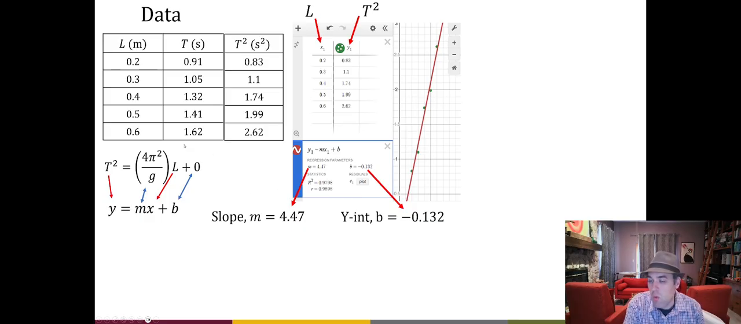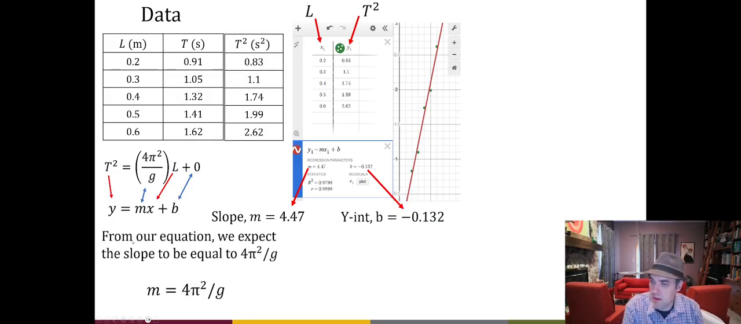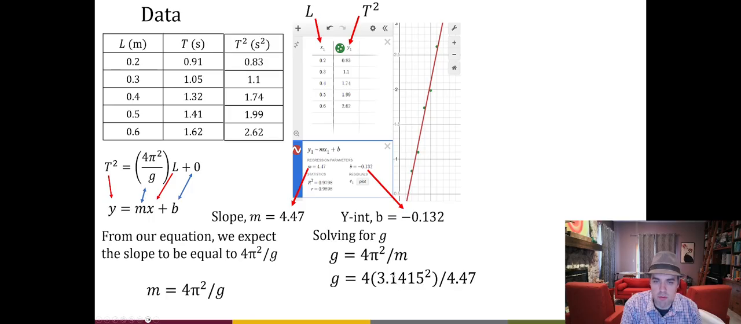But how are we going to get the acceleration of gravity from the slope and y-intercept data? Well, we know that from the way we plotted it, the slope is 4 pi squared over g. So that's what we expect it to be. So m, which is the 4.47, equals 4 pi squared over g. So we can just solve for g. So let's multiply g to both sides and then divide by m, and we arrive at this equation. And we can plug in our values here. We know what 4 pi squared is, and our m value is the 4.47. We can plug those in and evaluate, and we get a g value of 8.83 meters per second squared.